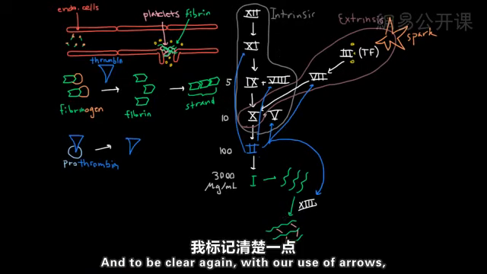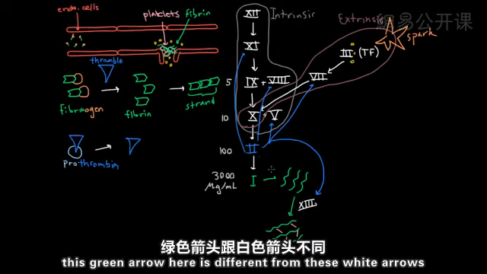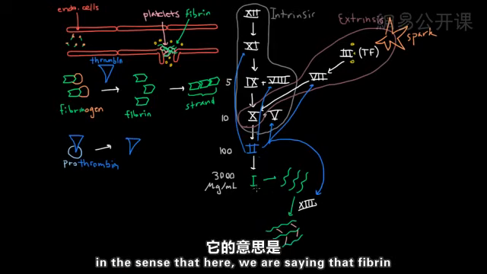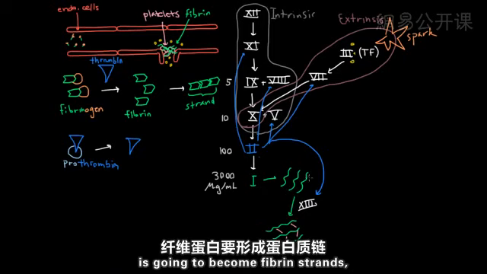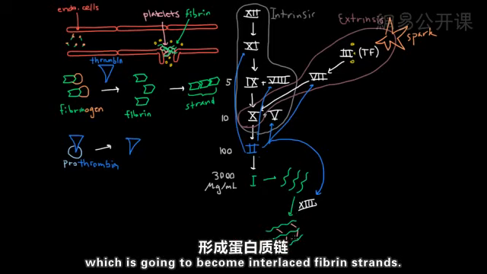And to be clear again with our use of arrows, this green arrow here is different from these white arrows in the sense that here we are saying that fibrin is going to become fibrin strands, which is going to become interlaced fibrin strands.